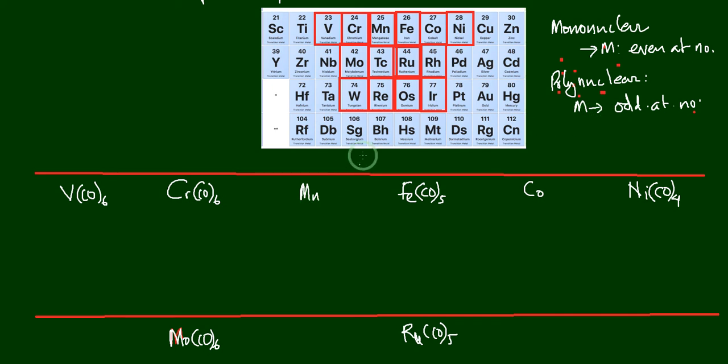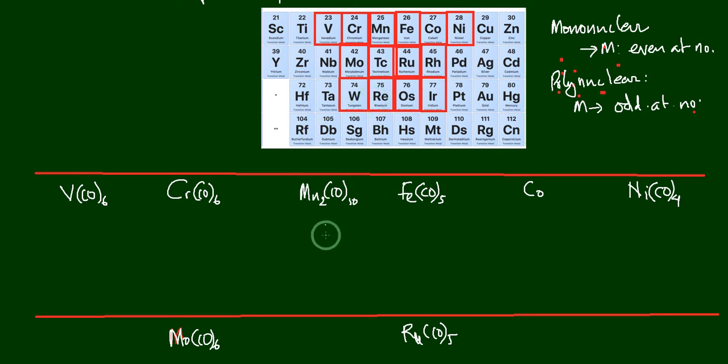Here, manganese, the atomic number is 25, and therefore manganese gives a polynuclear carbonyl complex, Mn2(CO)10. This is a polynuclear carbonyl complex given by manganese. And other elements in that group, below manganese, we have technetium and rhenium.